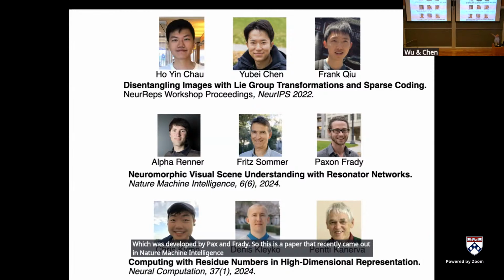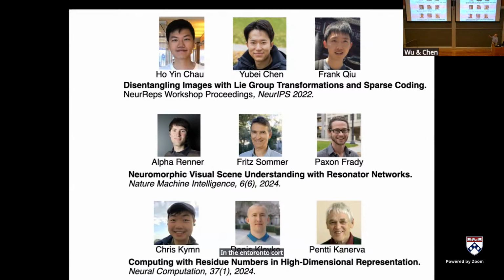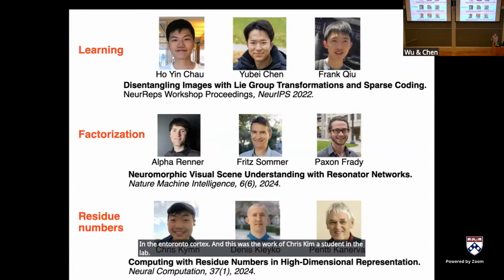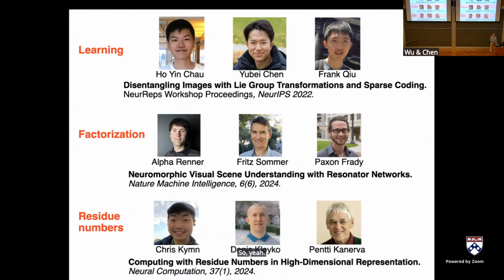And then finally, I want to tell you about this very efficient way of representing the equivariant part using residue number systems, which gives us some insight, I think, into what the grid cell system is doing in the entorhinal cortex. And this is the work of Chris Kim, a student in the lab. So okay, this is what those different parts are. Let's just get into it here.